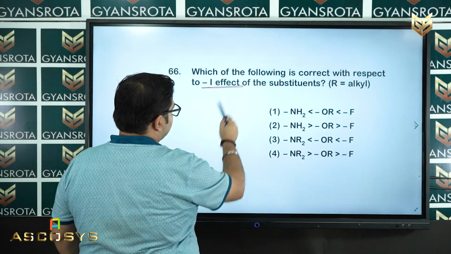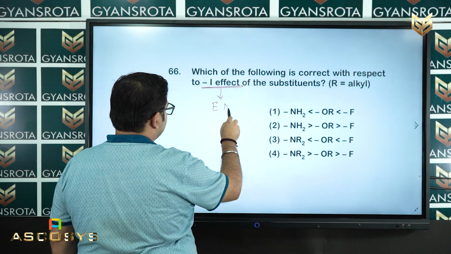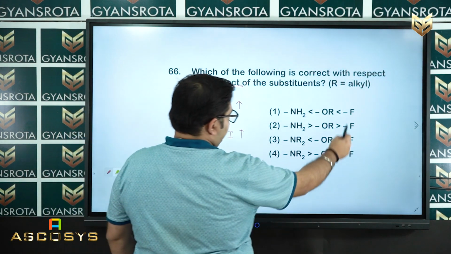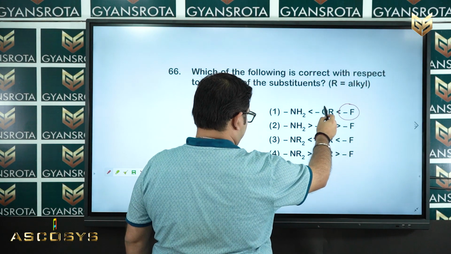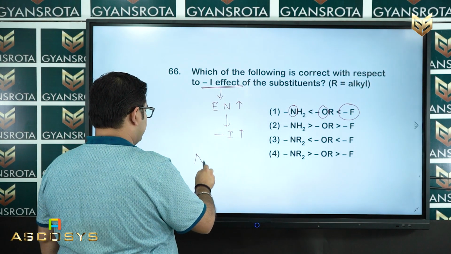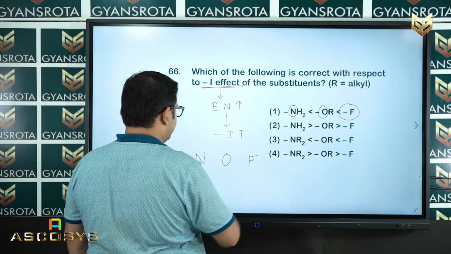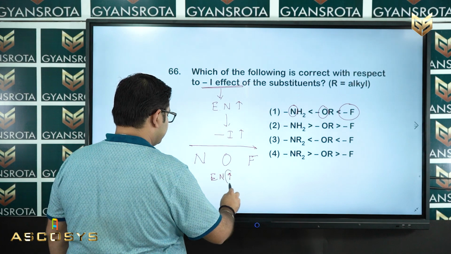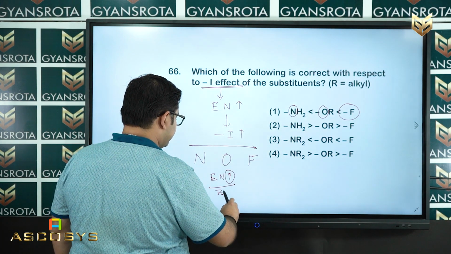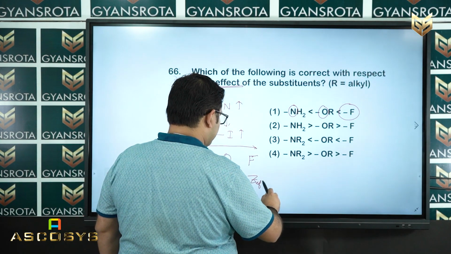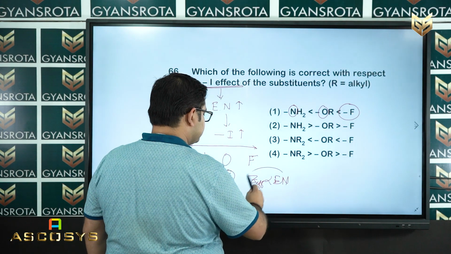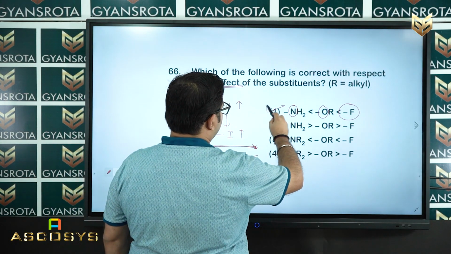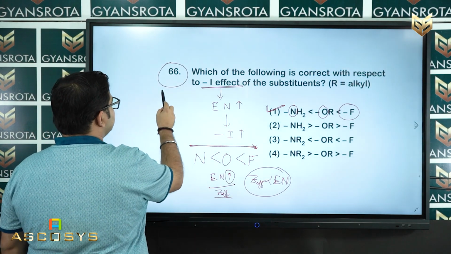So, the minus I effect depends on the electronegativity. The more electronegative, the more minus I effect. In the first option, fluorine is more electronegative compared with oxygen and nitrogen, because nitrogen, oxygen and fluorine come in this order on your periodic table. If we go from this to this, the electronegativity increases, because the Z effective increases, and Z effective is directly proportional to electronegativity. So the electronegativity order is fluorine, then oxygen, then nitrogen. So your option number 1 is the correct answer of question number 66.